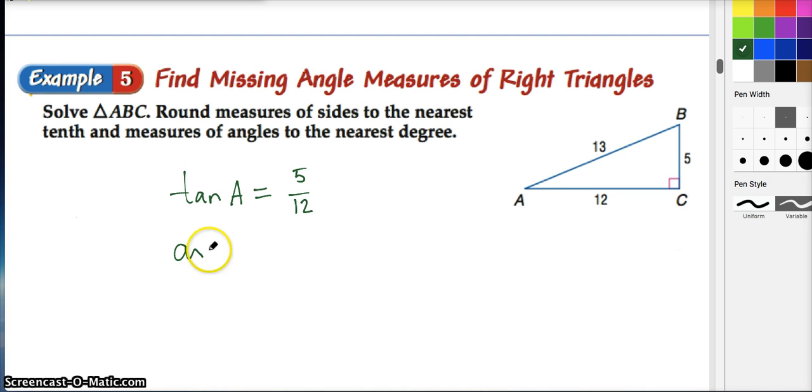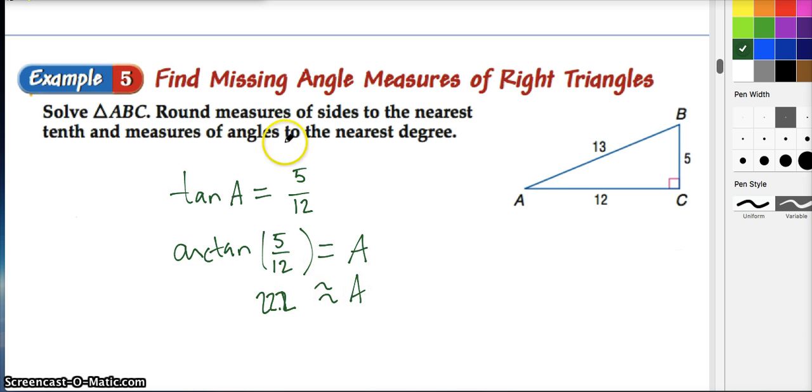What we do is we take the arc tan, or sometimes it's called the inverse tangent, and we take the ratio, and then we are going to get the angle spit out. Make sure that your calculator is in degrees when you're doing this. And so arctan of 5/12 is equal to 22.1, 22.2, I think it was, degrees. And so that's A, and they asked us to round it to the nearest degree, so we're going to call that 22 degrees.